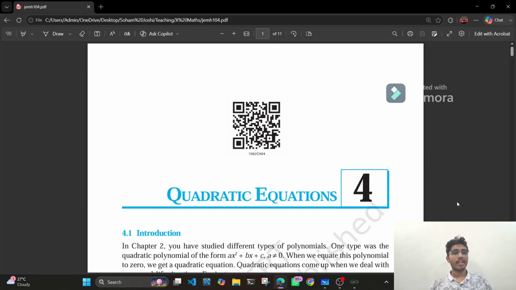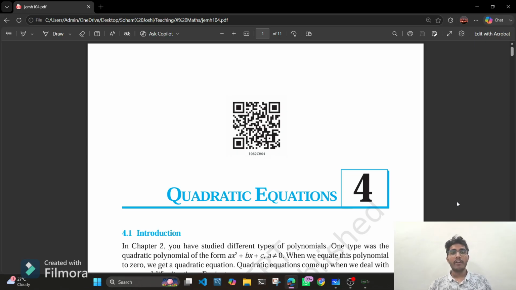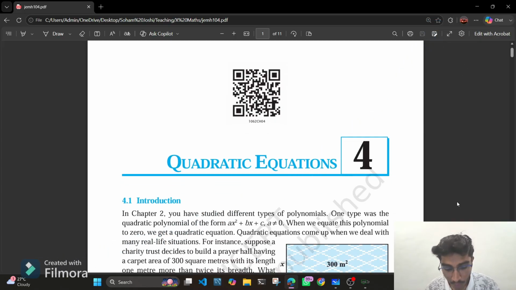So today we'll be starting with our fourth chapter of class 10 mathematics, that is quadratic equations. I hope you have practiced the third chapter that we saw in the last video, that was pair of linear equations in two variables. So let's get started with our fourth chapter, that is quadratic equations.